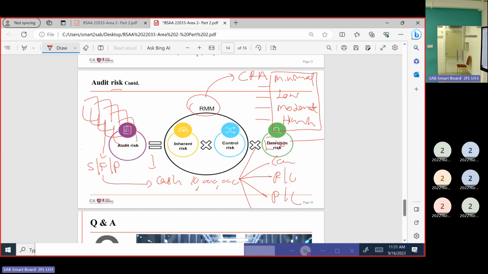What we have to do is work at the assertion level. We can't take a balance and apply a flat rate, assuming the same risk and doing the same procedures. Is that meaningful? Yes. Liquidity and these balances are different, so you can't use the same audit procedures for each and every balance.